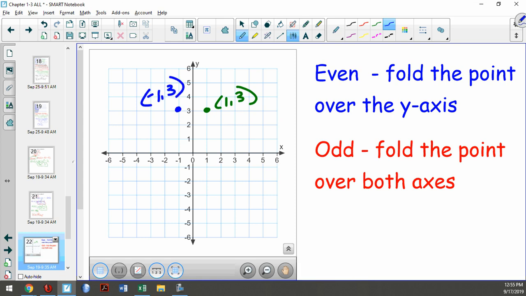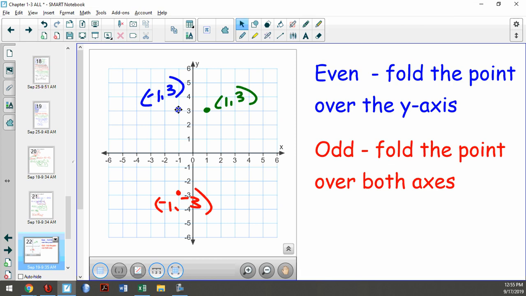If I want it to be an odd point, I have to flip it again, don't I? So remember, we look diagonally. So now the point 1, 3 is going to go down diagonally in quadrant 3 to give me what? Negative 1, negative 3. So if I'm even, only x changes. If I'm odd, x and y change signs. Do we understand that?